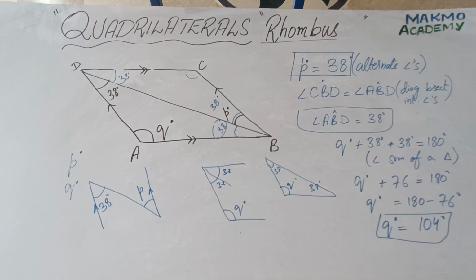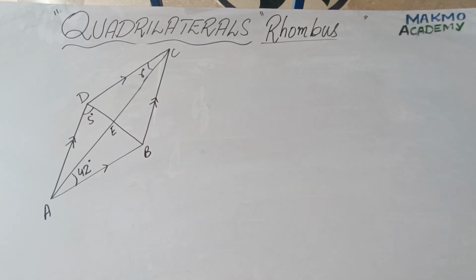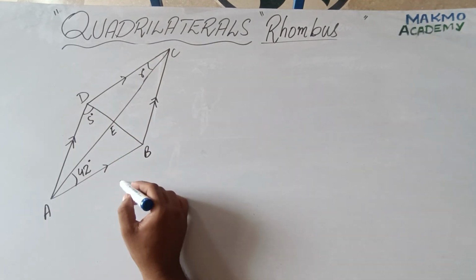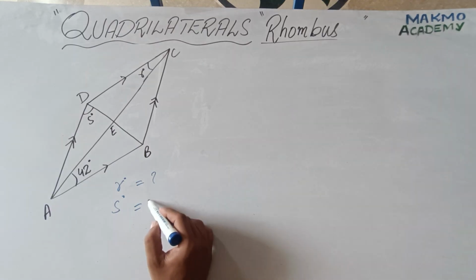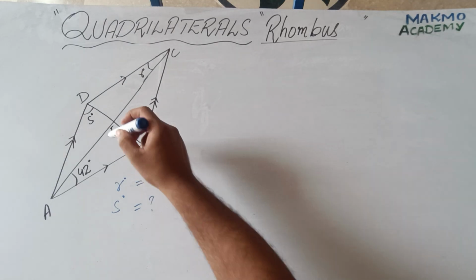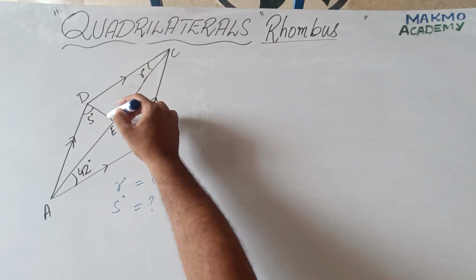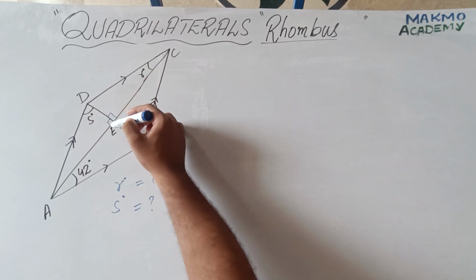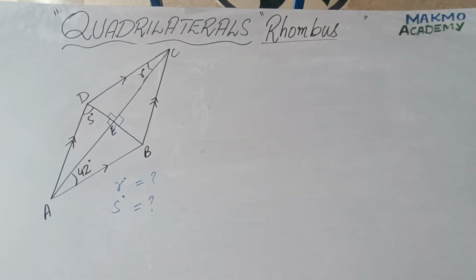Let's proceed towards another question. Now guys, let's look at this problem, and in this problem there are two unknowns, R and S. These two are the unknowns which we need to find out in this problem, and this is again a rhombus. So first of all, there are two diagonals and we know that all these angles are of 90 degrees. So let's start with this problem.